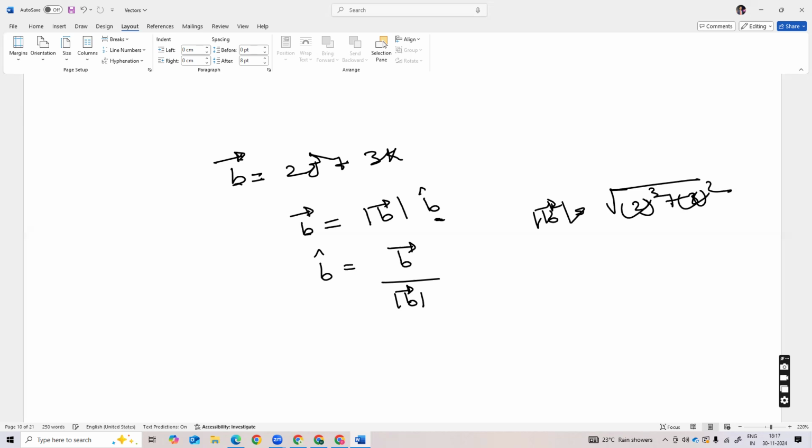The magnitude of vector B here is basically the square root of 2 square plus 3 square, so it is the square root of 13. Therefore the unit vector in the direction of vector B, that is B cap, can be given as 2j plus 3k divided by root 13.